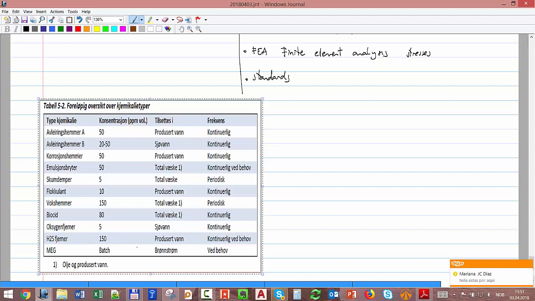And here, what am I injecting in the well? It's only the hydrate inhibitor, okay, nothing else. I don't need anything else. Luckily, I don't need anything else in the well. All the others are on the platform.